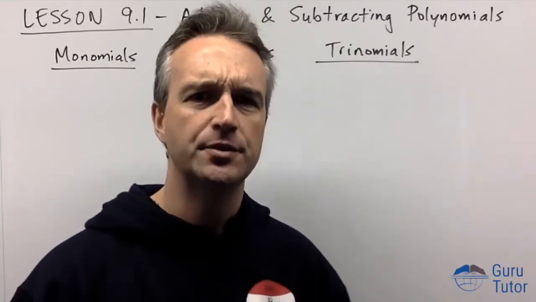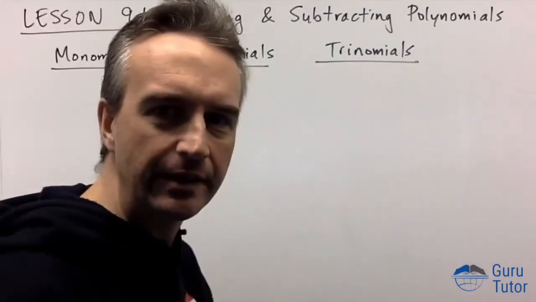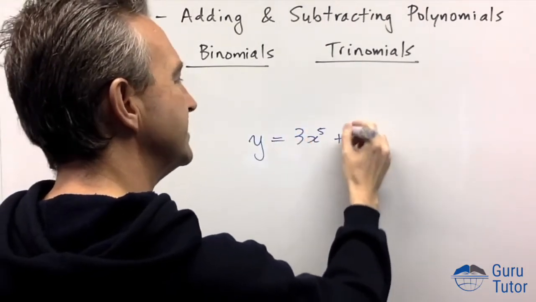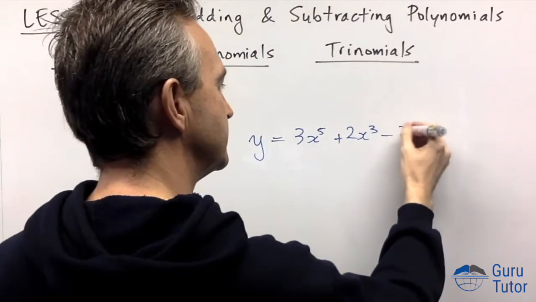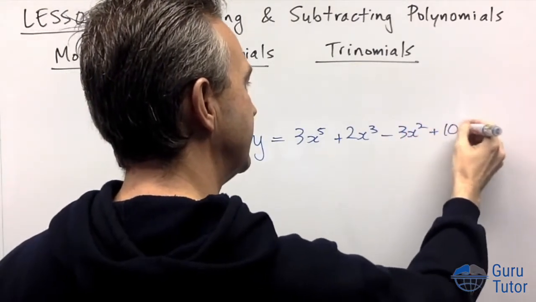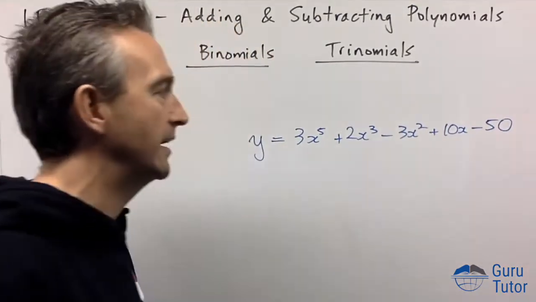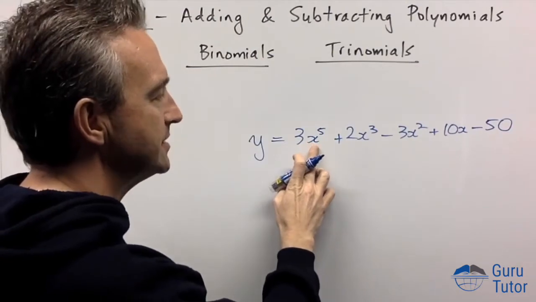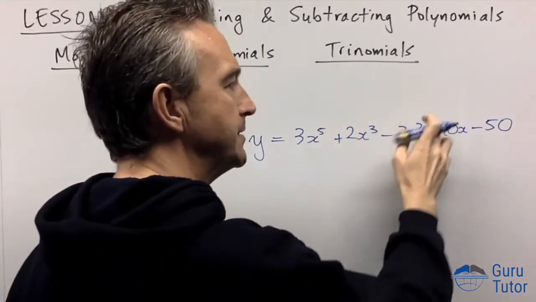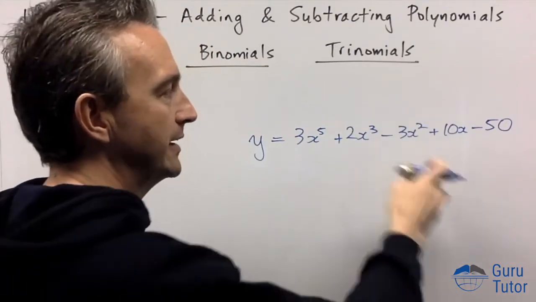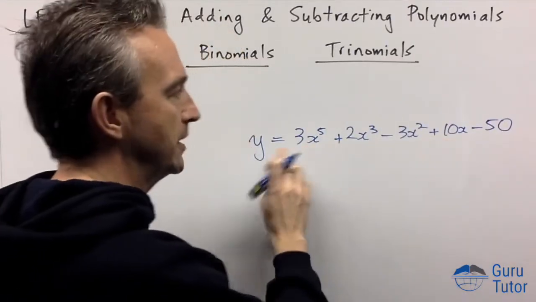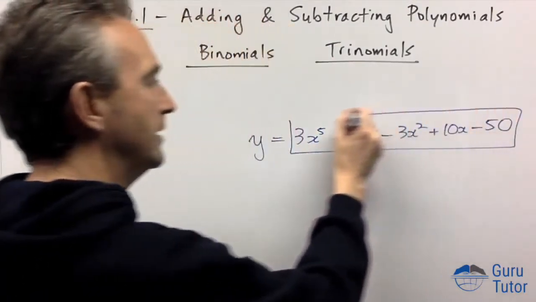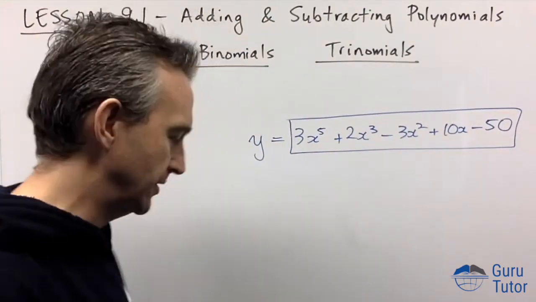A polynomial is another type of function. A polynomial looks like this. It's like an expression, say y equals 3x to the 5 plus 2x cubed minus 3x squared plus 10x minus 50, something like that. This is a real big polynomial, okay? But what a polynomial is, it's like you've got x to the power of something, x to the power of something, x to the power of something. You've got a whole bunch of different exponents with x in them multiplied to a number, and you've got a whole bunch of terms added together. All right, so this here is what we call a polynomial. That's a real big one.